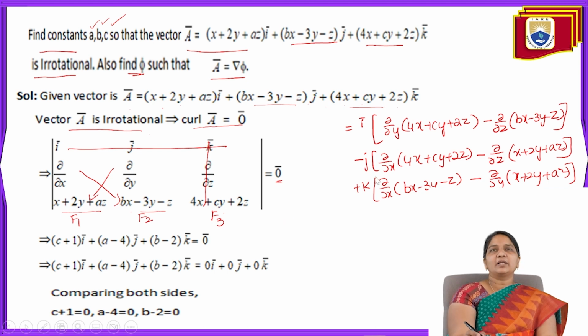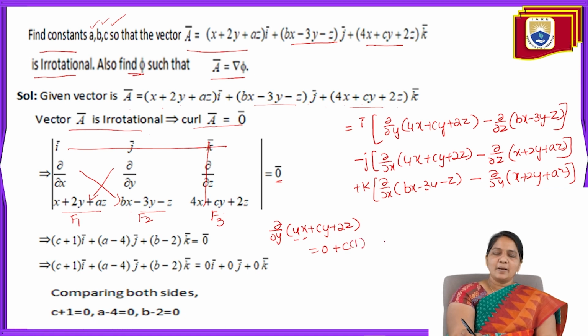So first I am calculating the first term. Dou by dou y of 4x plus cy plus 2z. What is this value? I am differentiating with respect to y, right? Then 4 and x both are constant, so this is 0, plus c into y, with respect to y this is 1. In the third term, 2 and z both are constant, so this is 0. Finally, this value is c.